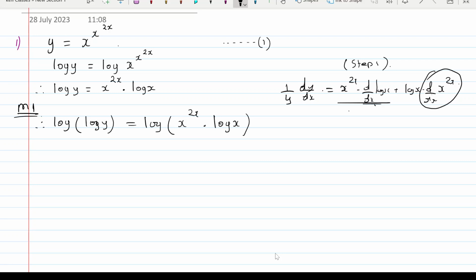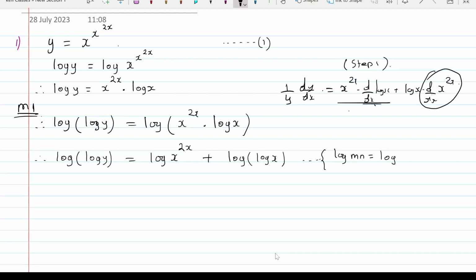Okay. So therefore we have taken the log, the procedures remain same. Log of log y, and use the laws of logarithm. This is log x raised to 2x plus log of log x. Okay, and the reason for this is log mn is equal to log m plus log n.